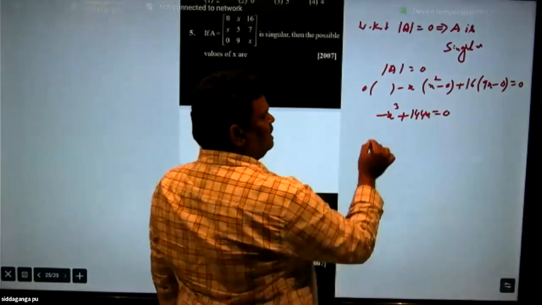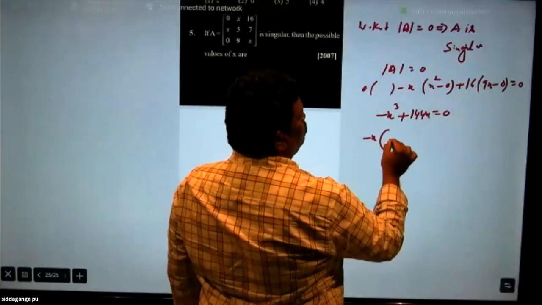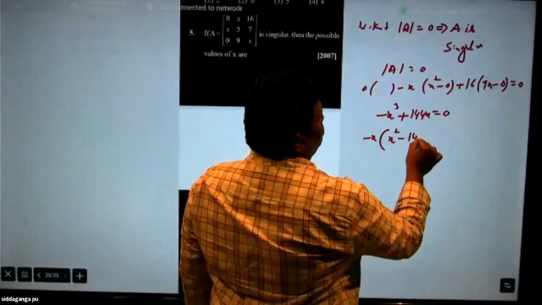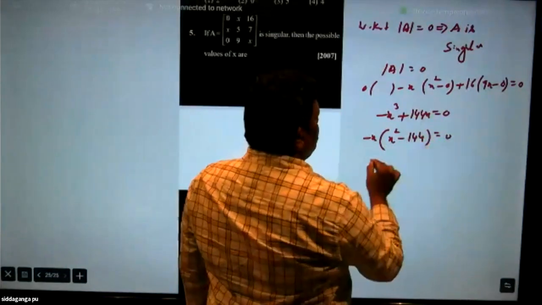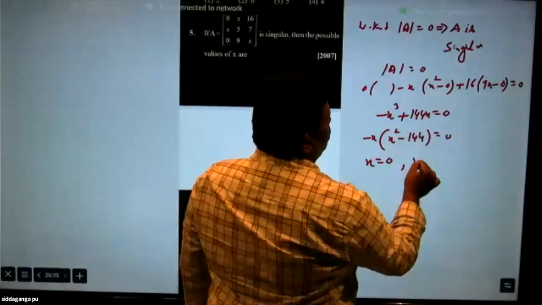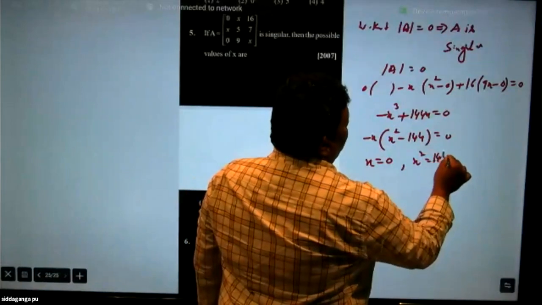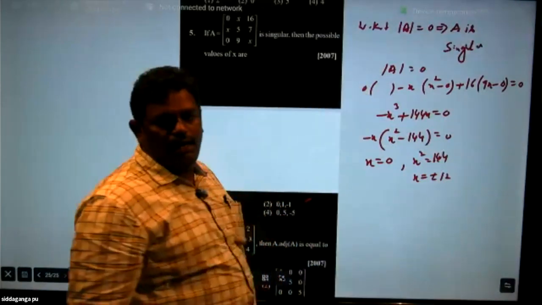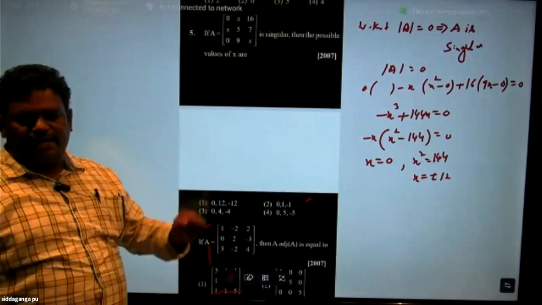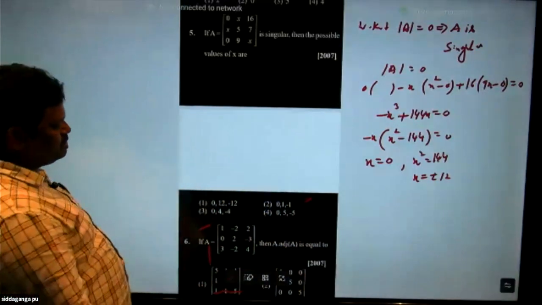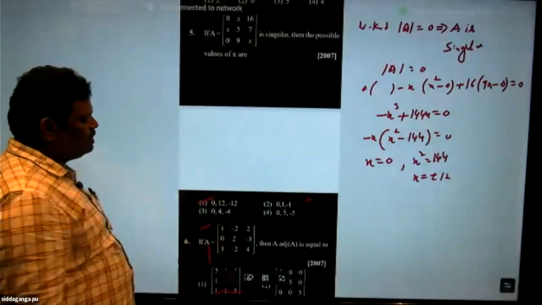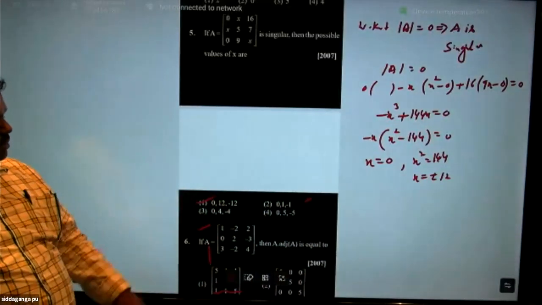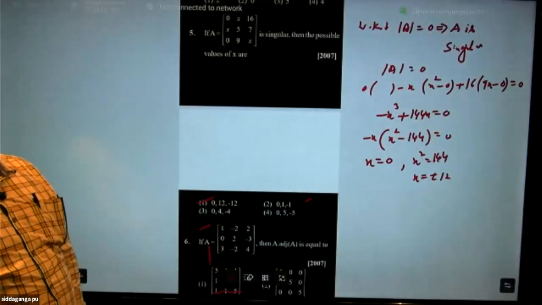Again we can take minus x common. When we take minus x common, x square minus 144 equal to 0. x equal to 0 or x square equal to 144. x is equal to plus or minus 12. So that is the option for this one. This is the first option, 0 comma 12 comma minus 12. Okay? Right.